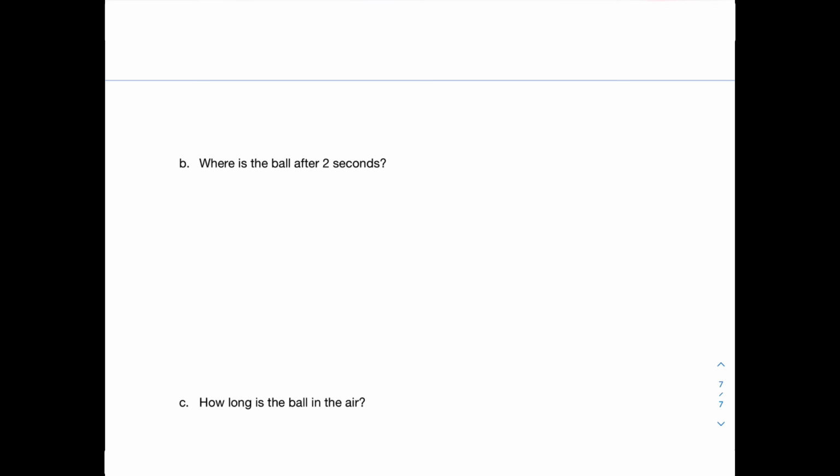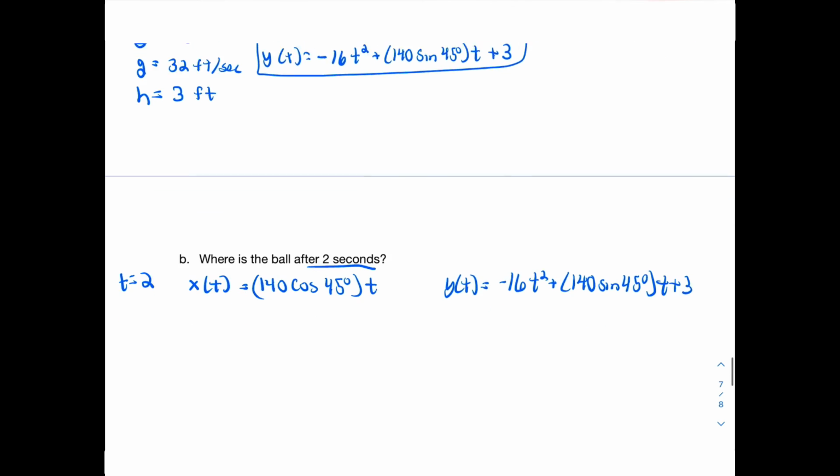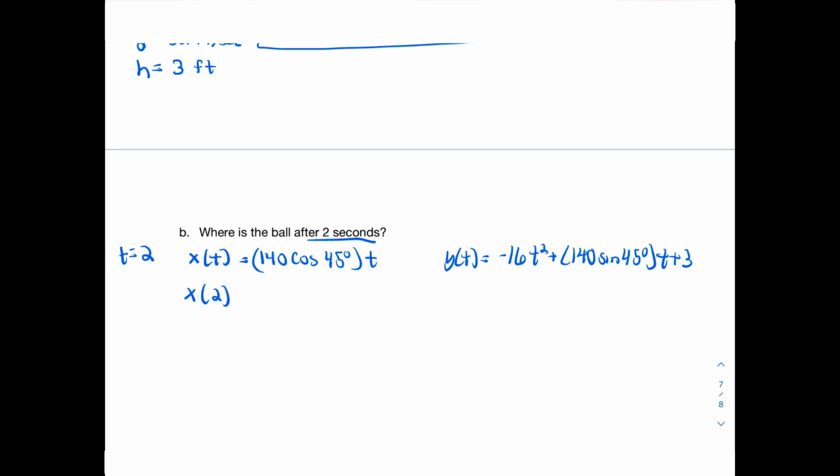So where is the ball after 2 seconds? We're just going to take our x of t function and our y of t function and evaluate them at t equals 2, because it's after 2 seconds. With our x of t function, I'm going to replace every t with 2. And then punching this into my calculator, I get that x is approximately 198 feet.